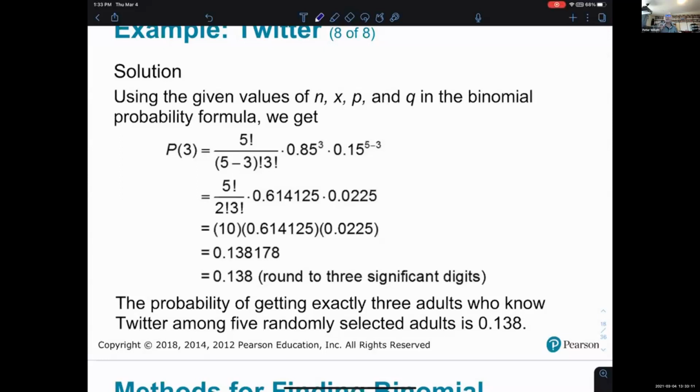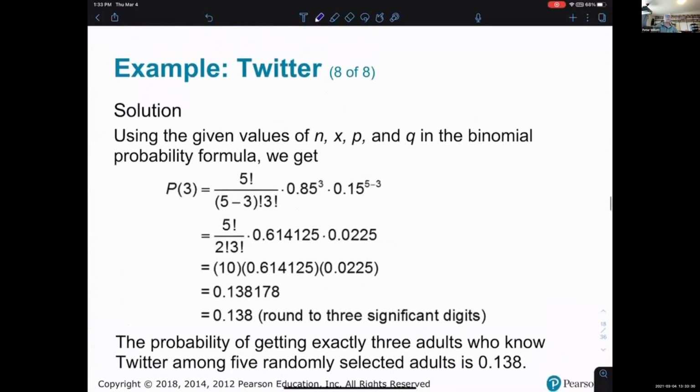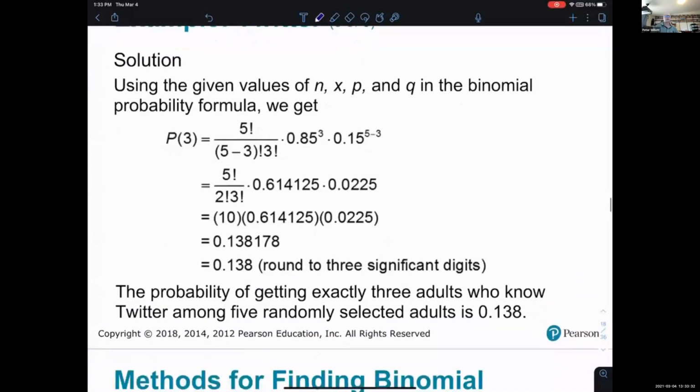Now that's getting exactly 3. You could get 4 or 5 or 2 or 1 or 0. Maybe you happen to pick 5 people that don't know what Twitter is. That's not very likely, but it's possible. We don't know. Maybe all 5 of them will know what Twitter is, but based on an 85% success rate on individuals, the probability of getting 3 out of the 5 is a little under 14%.